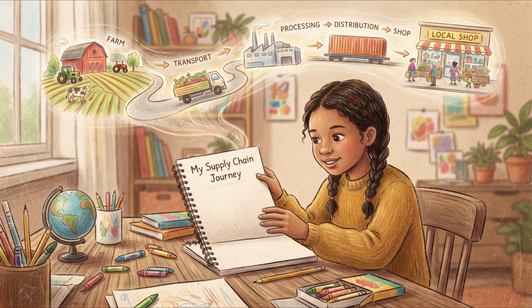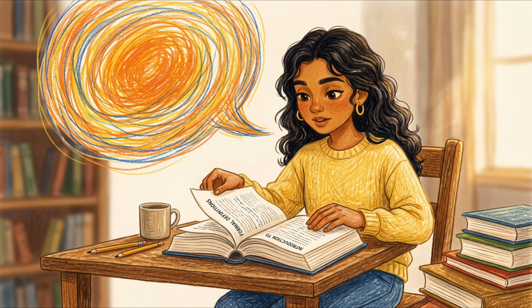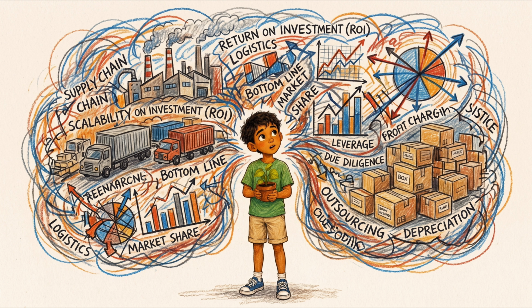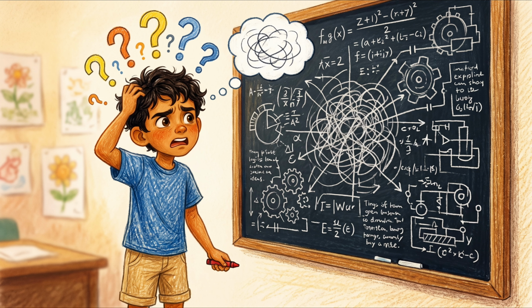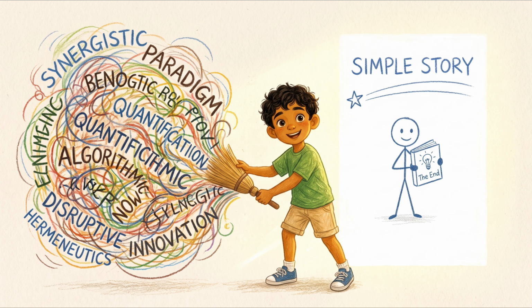Let's say you are trying to understand a supply chain. A complicated explanation may sound like this. A supply chain is an interconnected network responsible for procurement, production, logistics, inventory optimization, and final mile distribution. That sounds intelligent, but can you see what is happening? Probably not. Now, let's explain it simply.